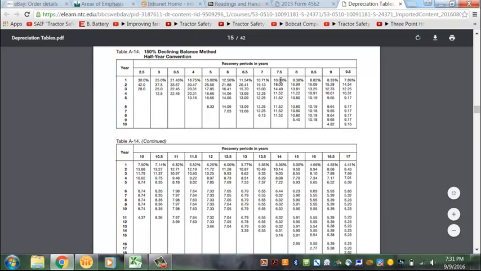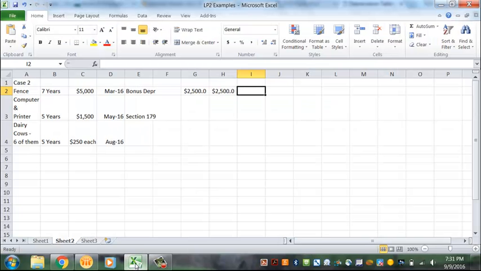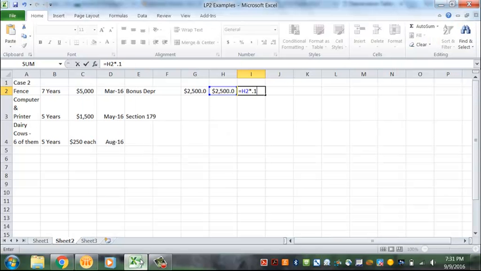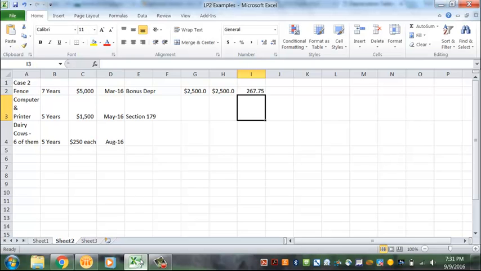So we are in our first year, we go to our recovery period, and our depreciation percentage is 10.71%. So we take that remaining $2,500 and times it by 0.1071, and we get an additional depreciation deduction of $267.75. So we know that our total deduction for depreciation for the fence is $2,767.75, or $2,768. We move on to the computer and the printer.